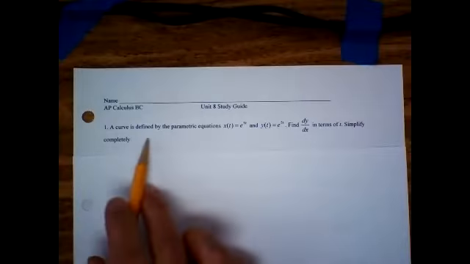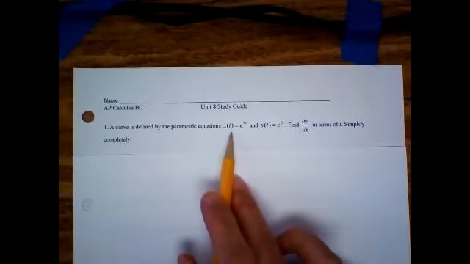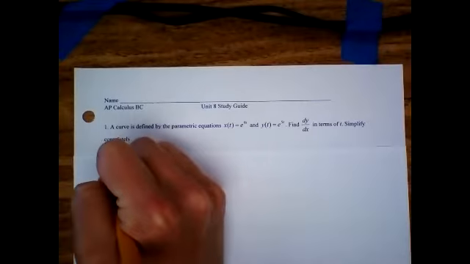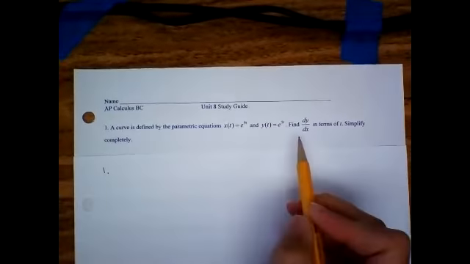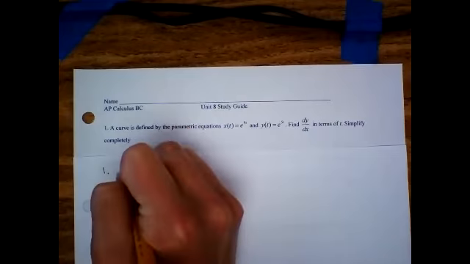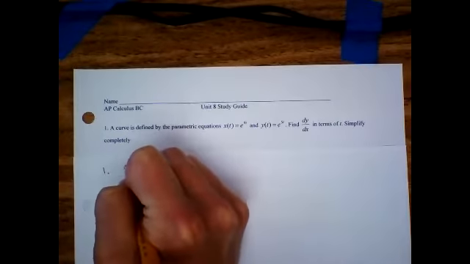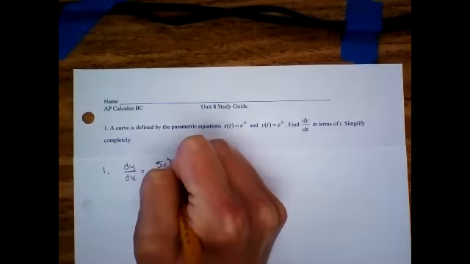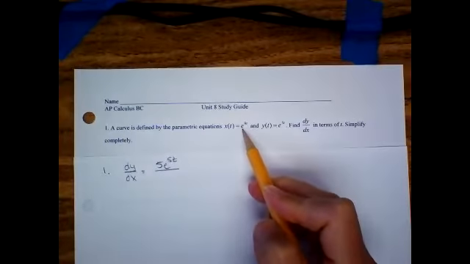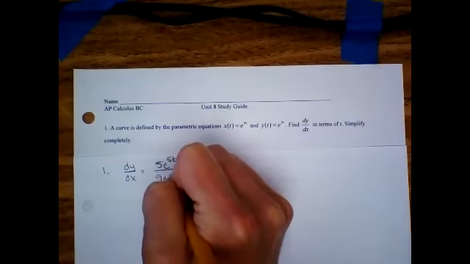So number one, a curve is defined by these parametric equations. We have x of t, y of t, find dy dx in terms of t, simplify it down the whole way, right? So we're going to do dy dt, so derivative of this one, that would be 5e to the 5t. And then we're going to do dx dt, this would be 9e to the 9t.